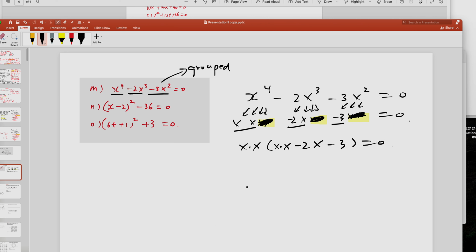2x or x squared? X squared. Very good. So this is x squared. X times x is 2x or x squared? X squared. Very good. X squared minus 2x minus 3. Can you recall just now we have a bracket? So this is your first bracket, right? Yes. So first bracket equals to 0.